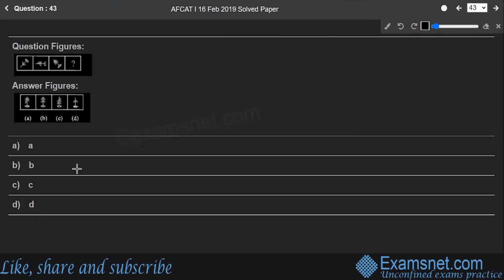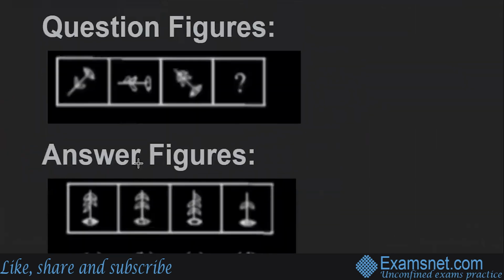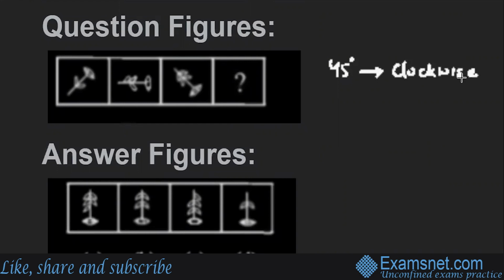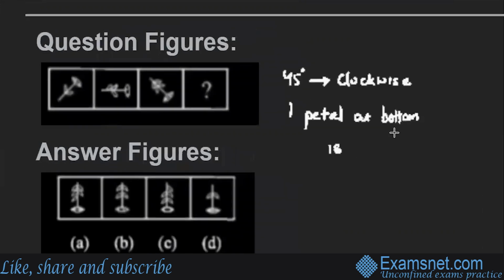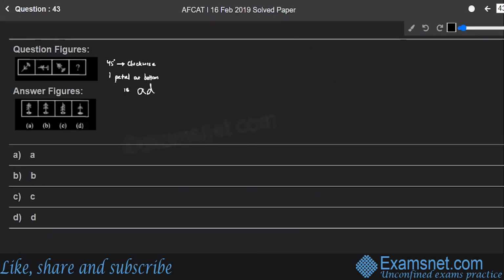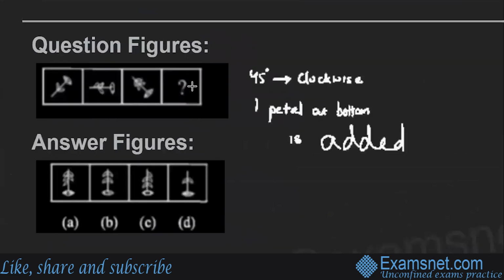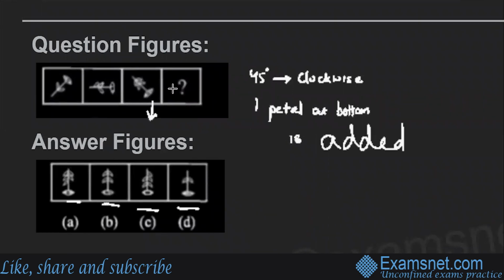So, okay, now there is a rose. Let's look at the first thing: the rose is moving 45-degree clockwise. Right? Second, one petal is added at the bottom. So that means the final position of this rose flower will be facing downwards, which is actually in every case.